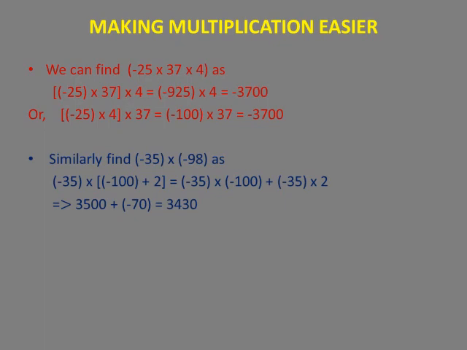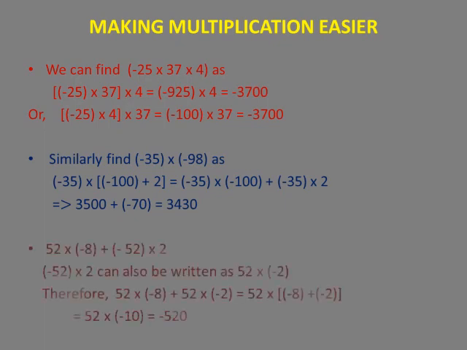Now look at the third example. 52 into minus 8 plus 52 into 2. Now, if we have no idea about the properties, what would we do? We will first multiply 52 with 8 and then 52 with 2. It will take a lot of time. But if we apply a property here, then it will take a fraction of that.